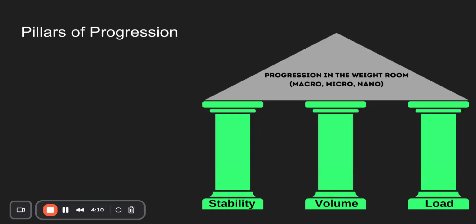So when we think about pillars of progression, for the majority of exercises in the weight room, such as deadlifts, RDLs, the primary lifts, we're going to see stability, volume, and load as the pillars of progression.